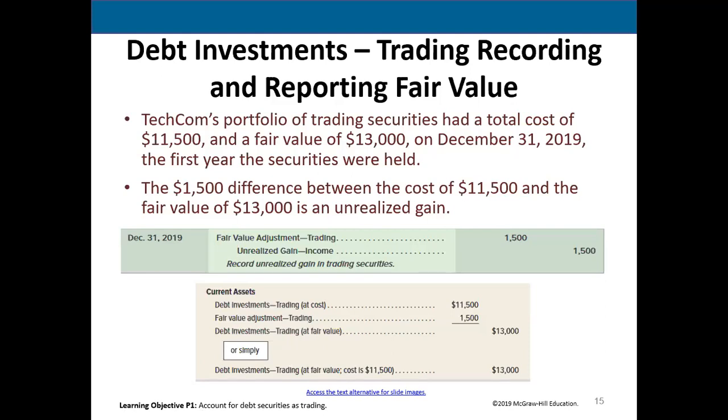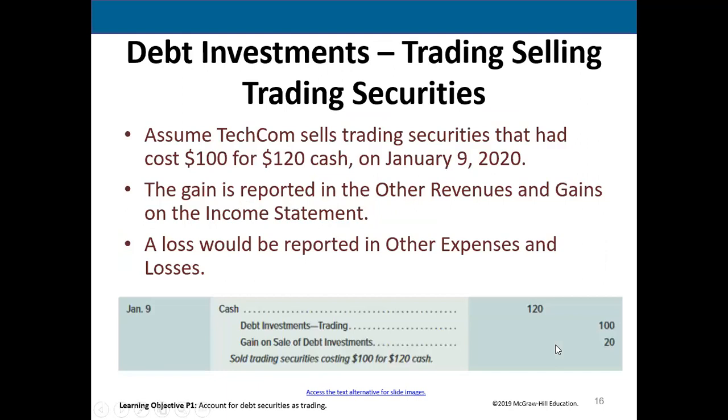If it increases in value, you'll have an unrealized gain. The opposite could happen. It could decrease in value. Then you would have an unrealized loss. Now, let's go to next year. Assume TechCom sells trading securities that had cost $100 for $120 in cash. Okay, so now they took some of those debt investments that they had, not all of them, but some of them, $100 that they paid for, and they sold them for $120 next year.